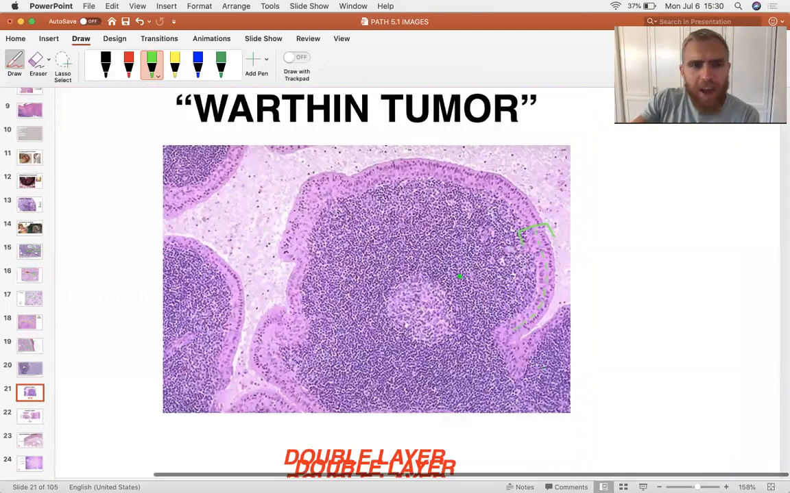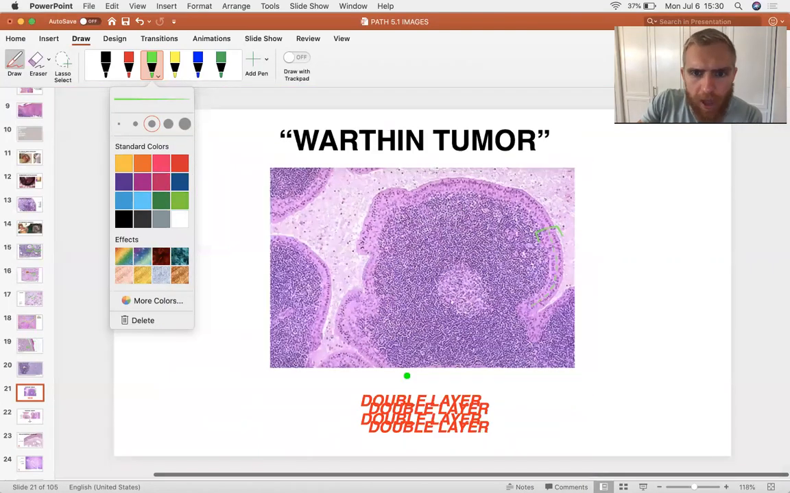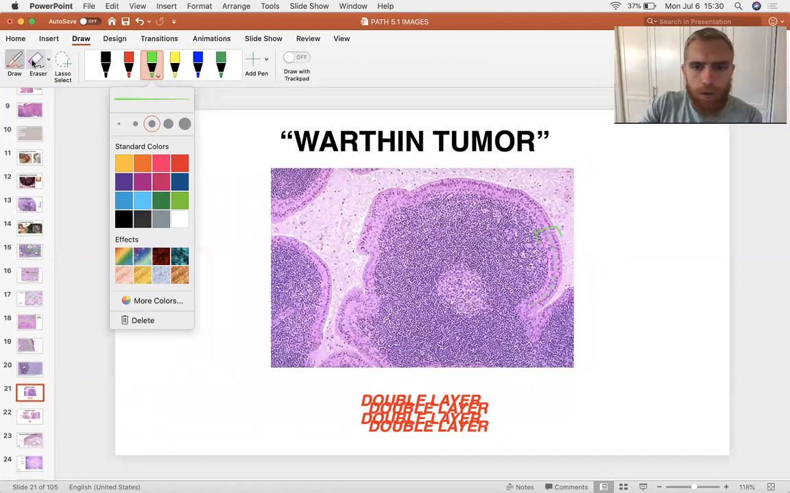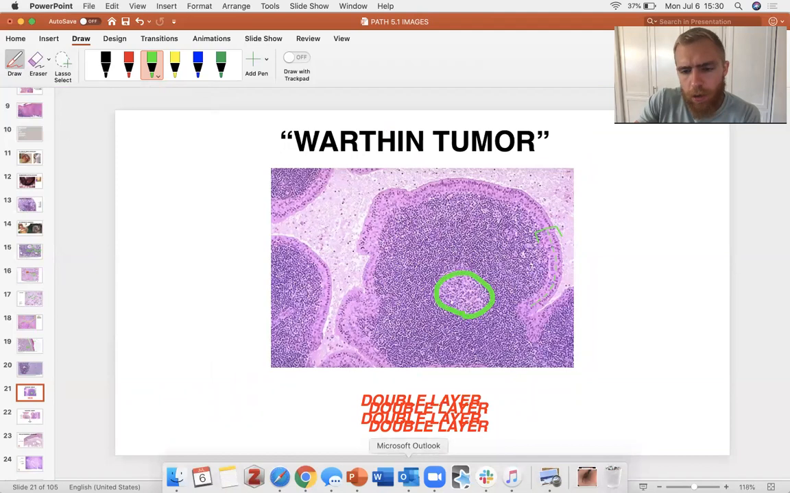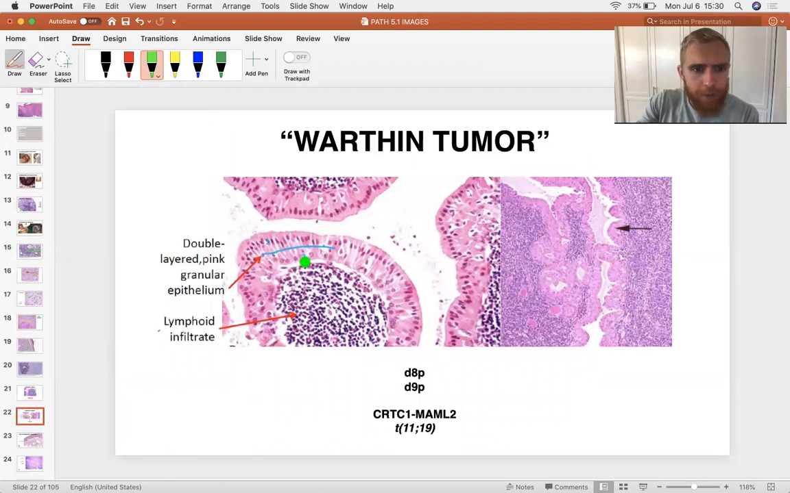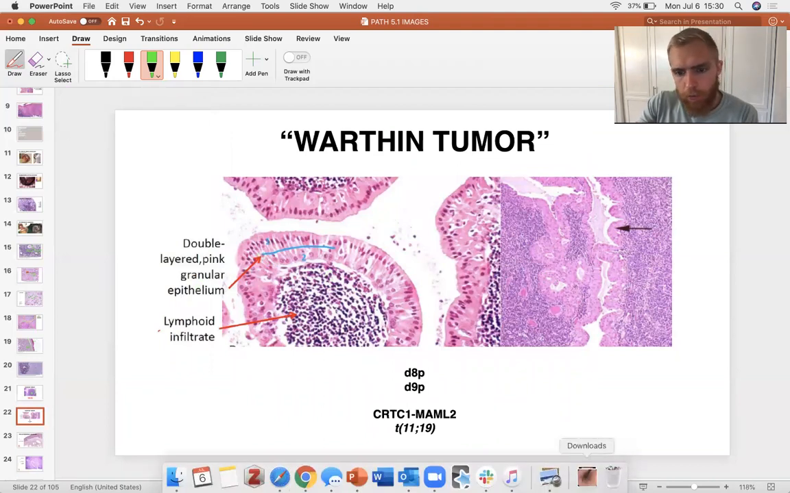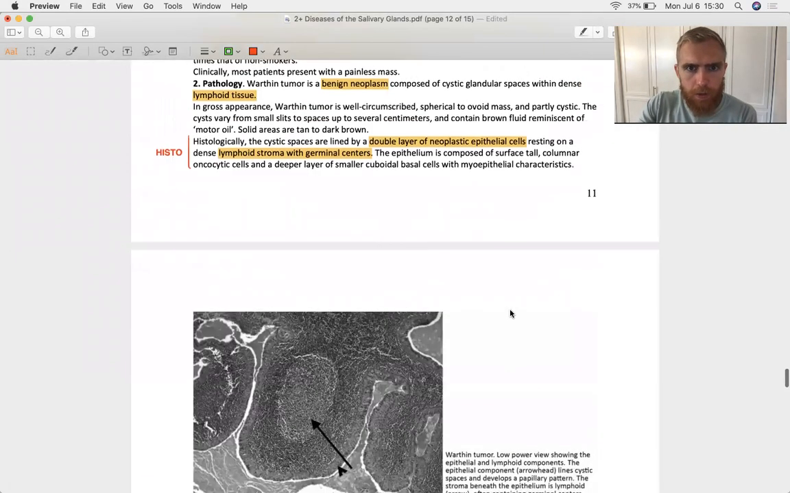But then inside, contained within this epithelium, is a large population of lymphoid cells, lymphocytes, and the lymphocytes might develop a follicular or germinal center, which is this light patch you see right here. B cells are prone to do that. And here's another slide showing you the same exact thing, double layered epithelium with a lymphoid infiltrate. So that's got some very easy histology to it. We're fortunate for that.